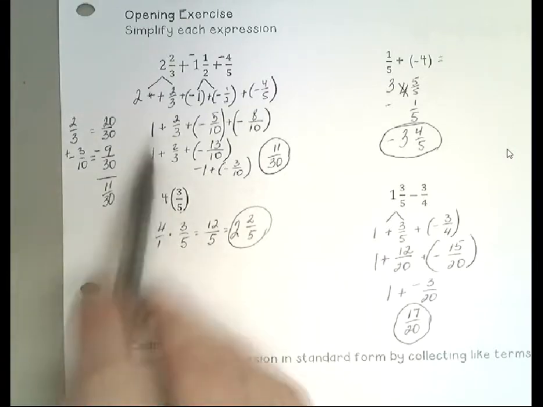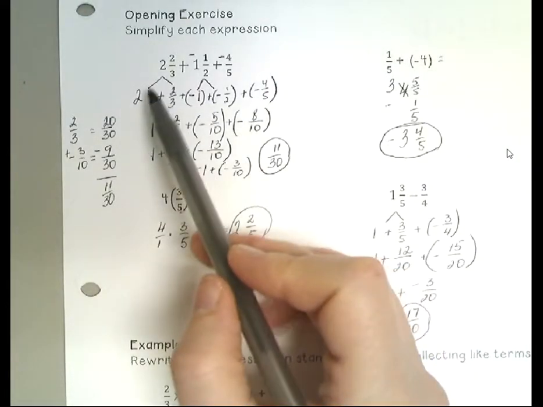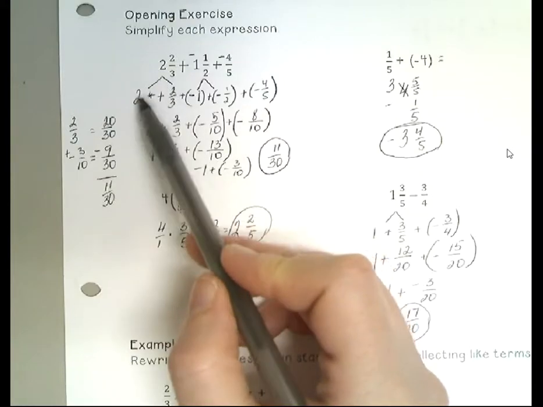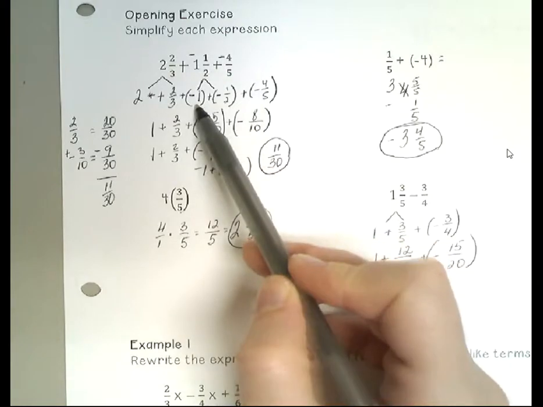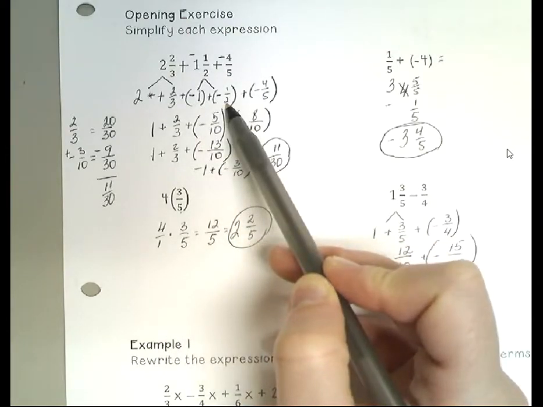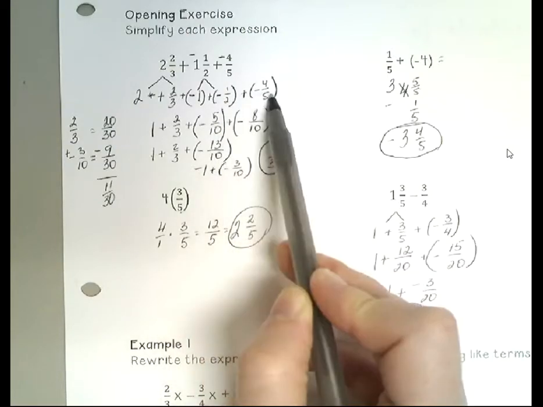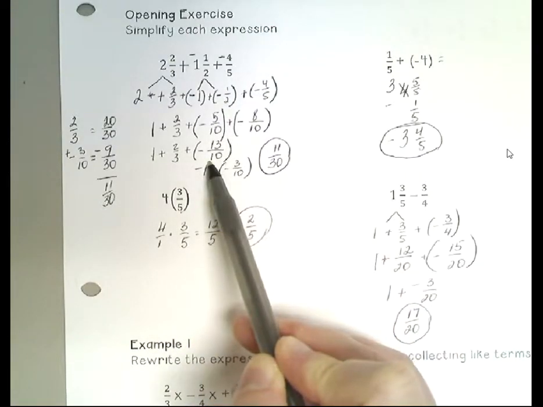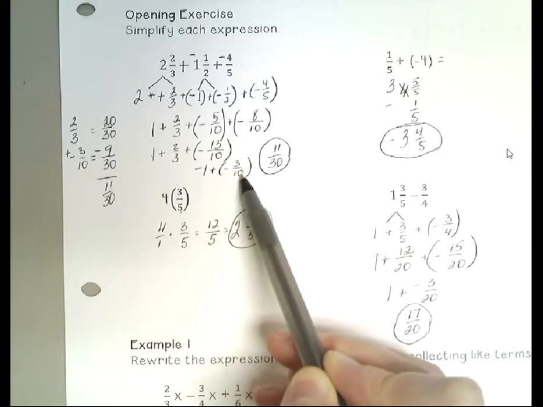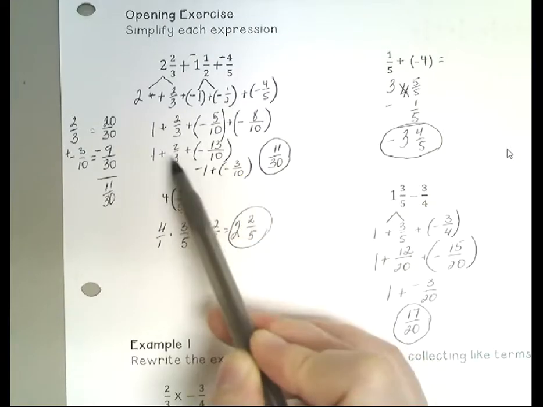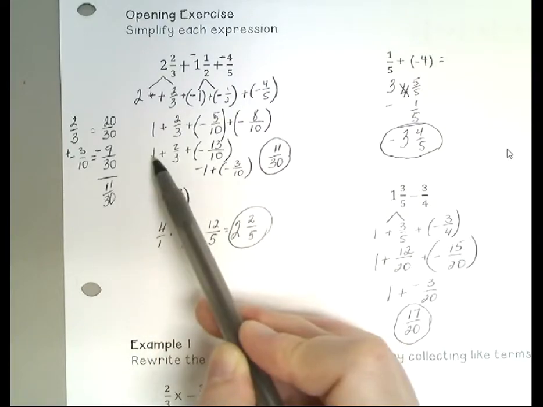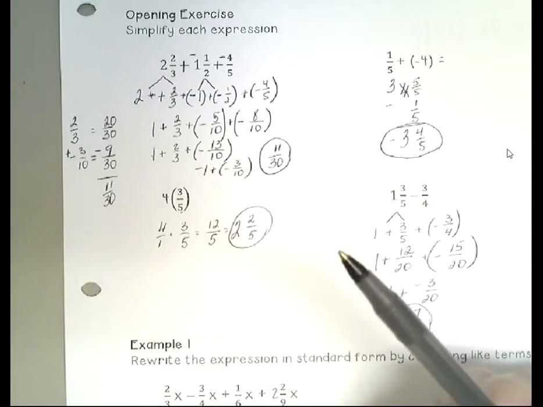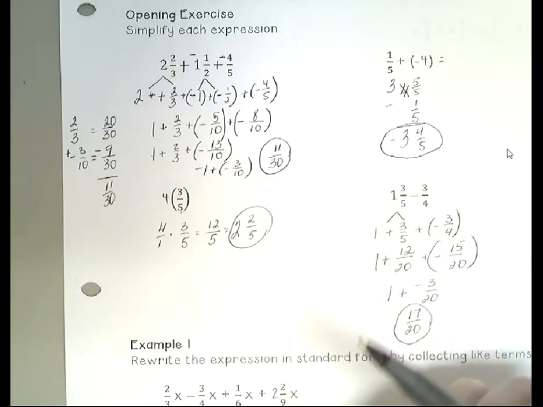The only confusion will be right here. So again, what I did, I split 2 and 2/3 into 2 plus 2/3, negative 1 and 1/2 into negative 1 and negative 1/2. And then I combined negative fractions first. And then I split it into negative 1 and negative 3/10. And then I combined 2/3 and negative 3/10, resulting in 11/30. And I combined 1 and negative 1, resulting in 0. So my answer is 11/30.